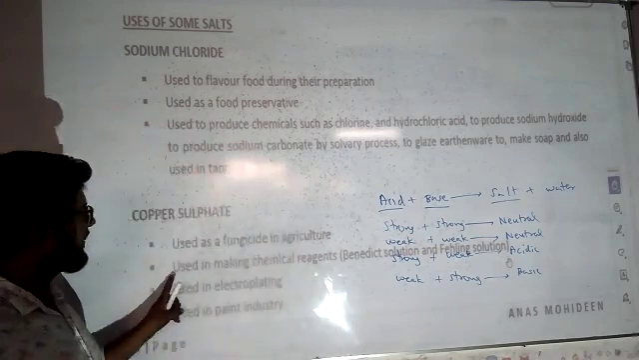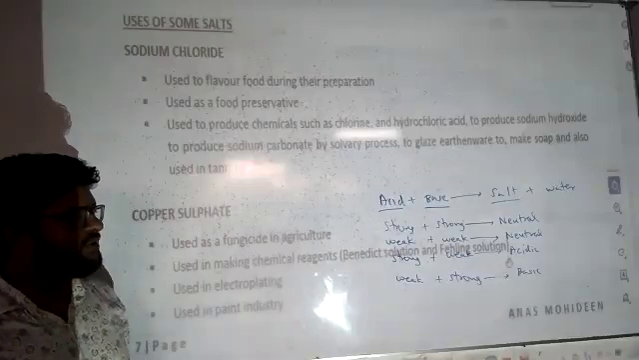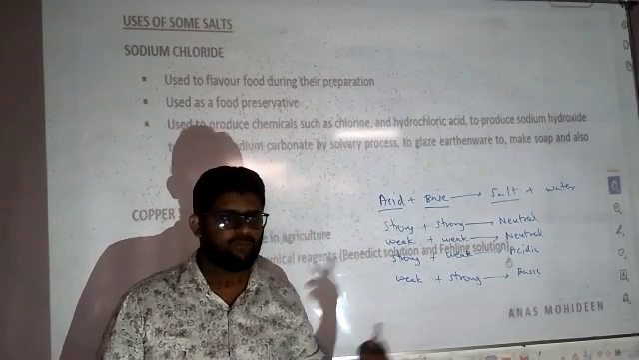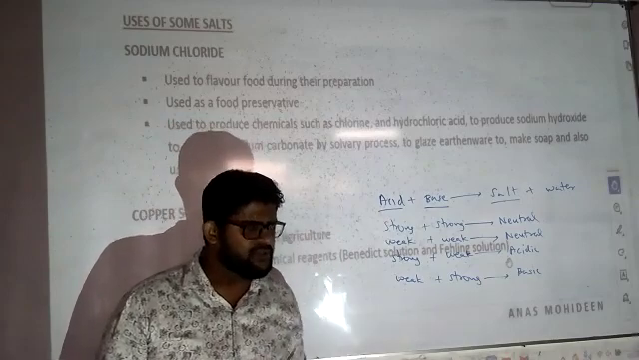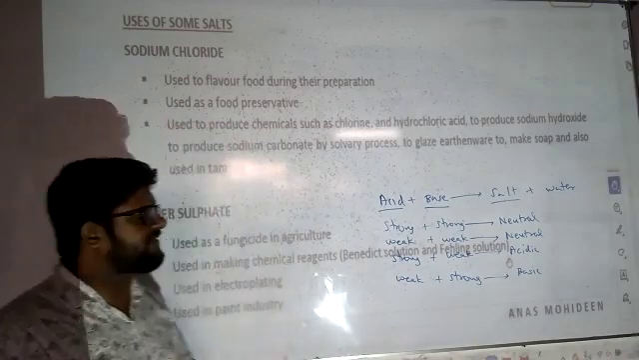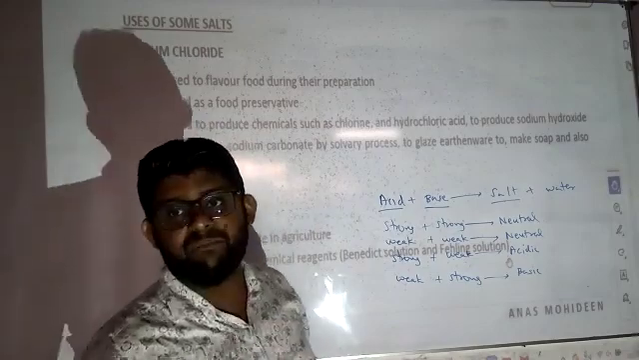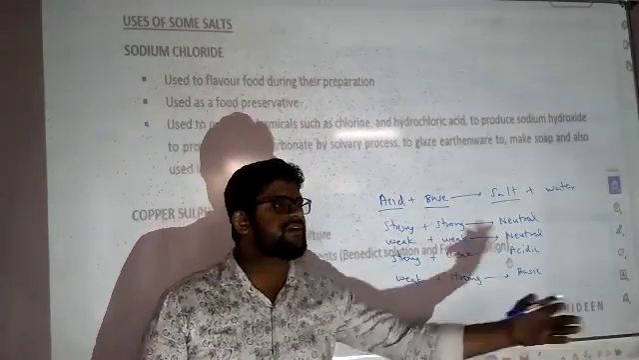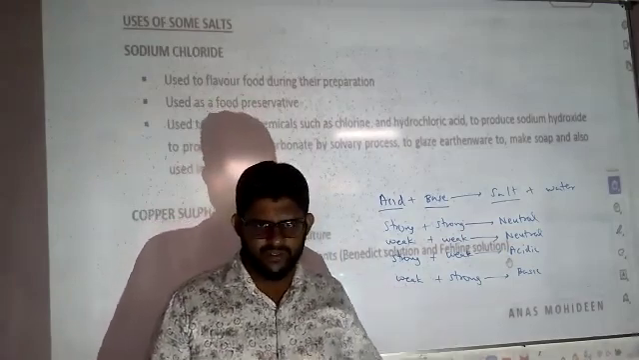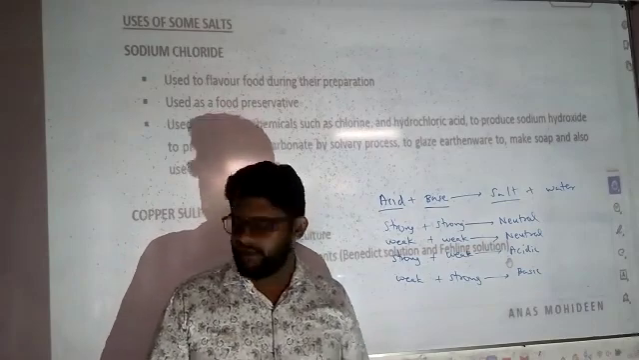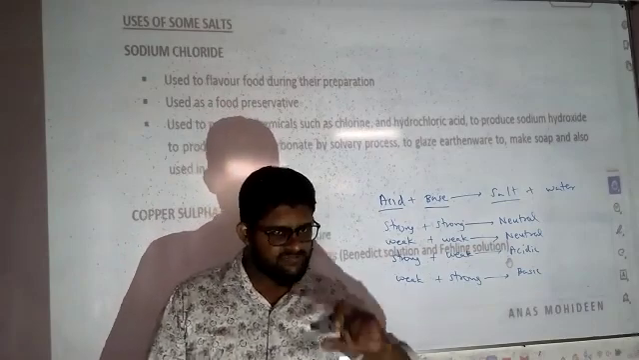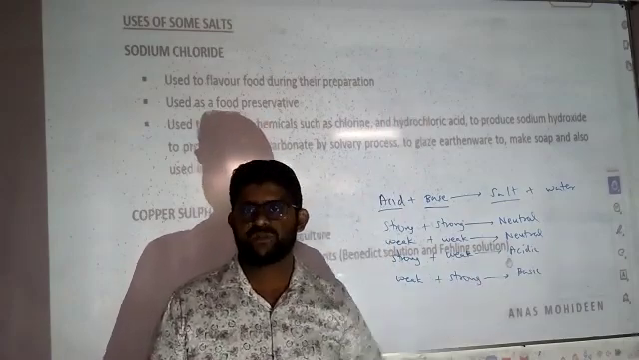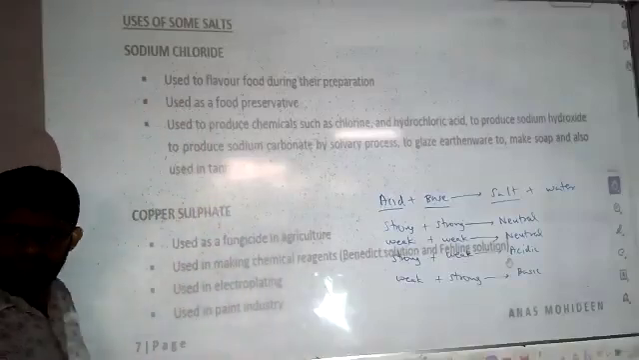Right? And it is used in making chemical reagents, Benedict's solution and Fehling's solution. We use Benedict's solution in the Benedict test to identify monosaccharides and disaccharides, so to produce it we need copper sulfate. Not only that, even the biuret reagent is a mixture of copper sulfate and sodium hydroxide. You add them to test for proteins, the biuret test. So copper sulfate is a unique salt.